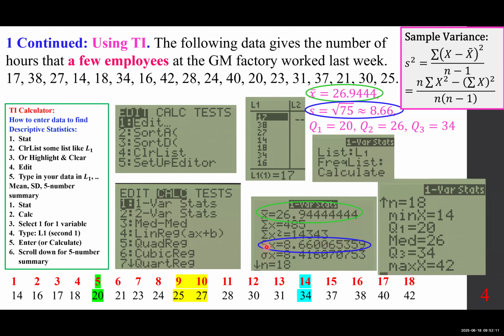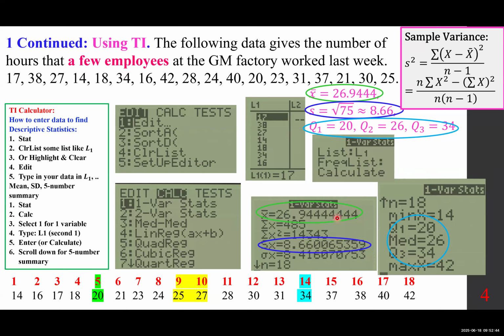This one is the standard deviation for a sample. I hope you realize this was a sample, not a population. If it was a population, this would be the answer, sigma. So look at this number. What else do we have here? Okay, Q sub 1 is 20. Median or Q sub 2 is 26. Q sub 3 is 34. So everything that you want has been calculated for you.